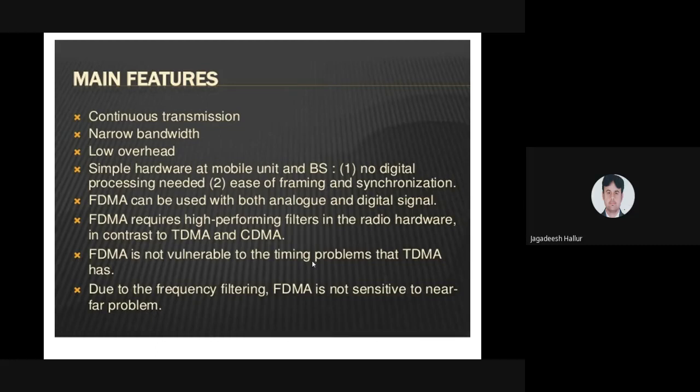And one more function for this is that it is going to use high performing filters. Why are we using high performing filters? Because the strength of the signal is less. For the conversion of analog to digital signal, we require high performance filters. Butterworth filter, Chebyshev filter, and so on. These are some of the high performance filters we are using in this FDMA technique.